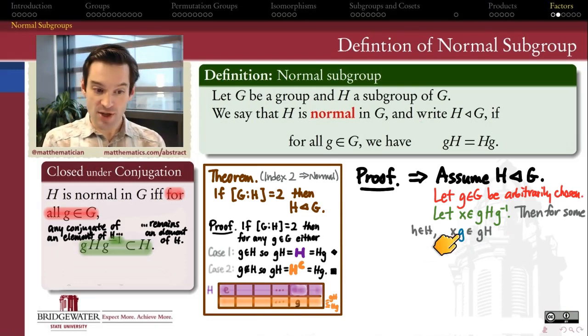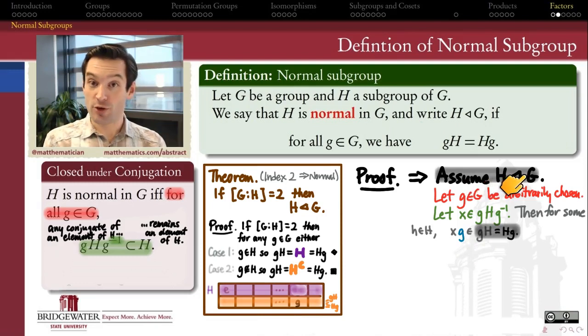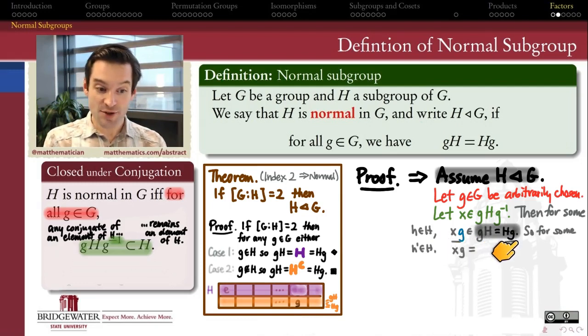and therefore XG is an element of the left coset of G by H. But on the other hand, we assumed that H was a normal subgroup in G and therefore meets the definition at the top of the screen. Therefore GH and HG are the same. The left coset and the right coset are the same. Therefore, XG belongs to HG.